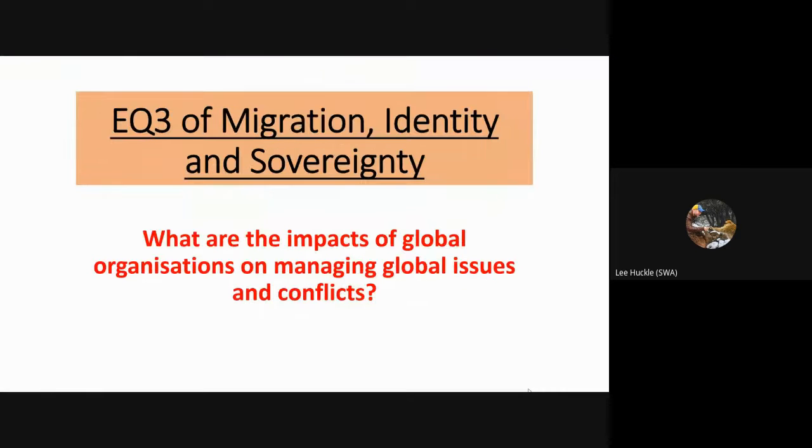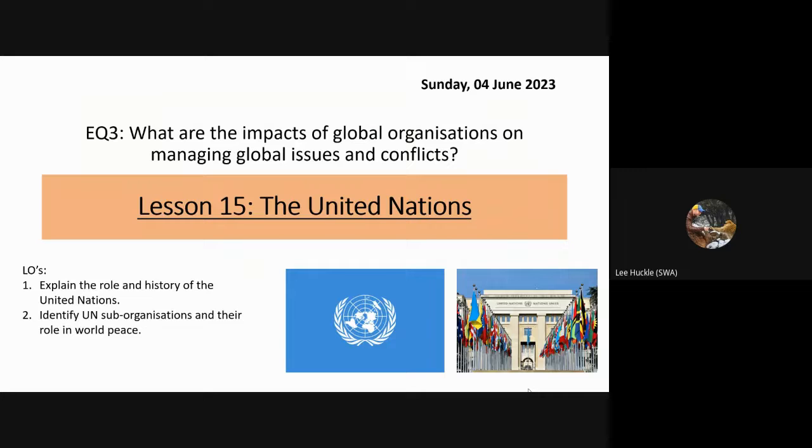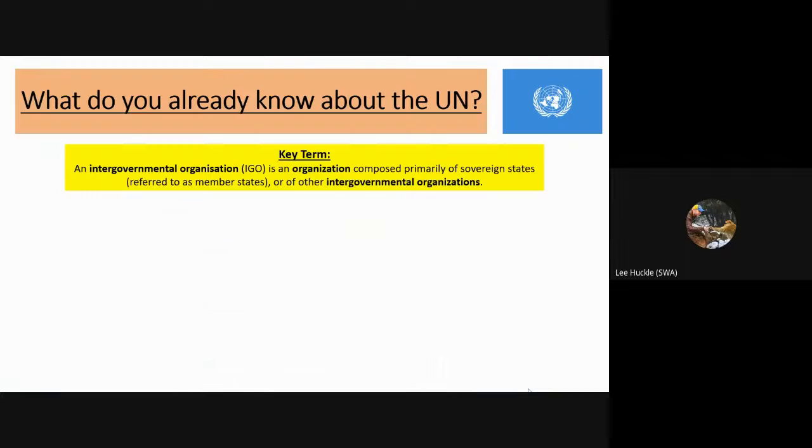So let's quickly run through what we did here. So the main question there you can see for EQ3 is in red: what are the impacts of global organizations on managing global issues and conflicts? So this is where we delved into the United Nations. 2 elements here: explain the role and history of the United Nations and identify United Nations sub-organizations and their role in world peace. So this is where we began.